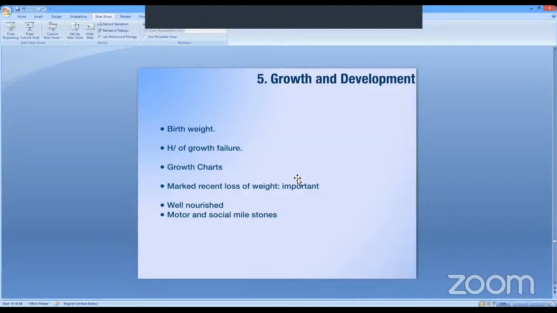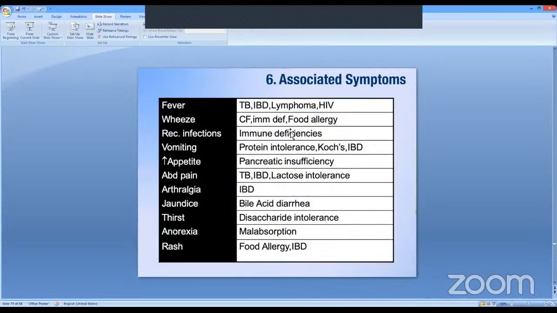So growth and development obviously depends upon the history. The longer the history, the more there will be hampering of growth and development. So we have to take birth weight, history of growth failure, growth charts. Recent weight loss is very much important. Recent loss means an acute on chronic case. Well nourished, motor and social milestones also should be taken into account.